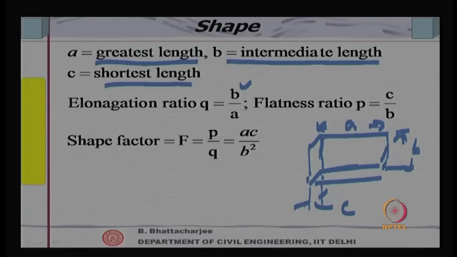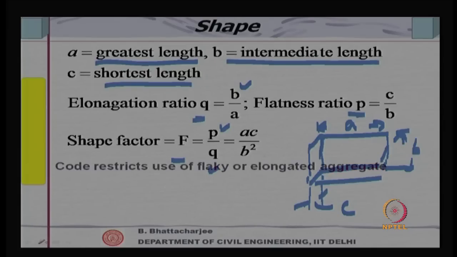Then elongation ratio is B by A, flatness ratio is C by B. Shape factor, one can talk in terms of P by Q, that is flatness ratio divided by elongation ratio, and AC by B square. Now, if B by A is small, that means it is elongated. If C is small compared to B, then it is flat. So, elongation ratio and flatness ratio give you the shape factor. It is one of the ways of quantifying shape.